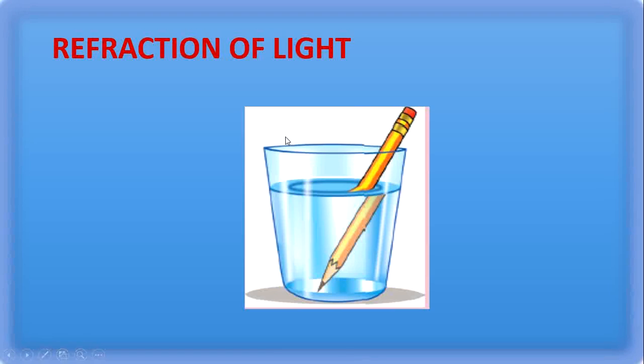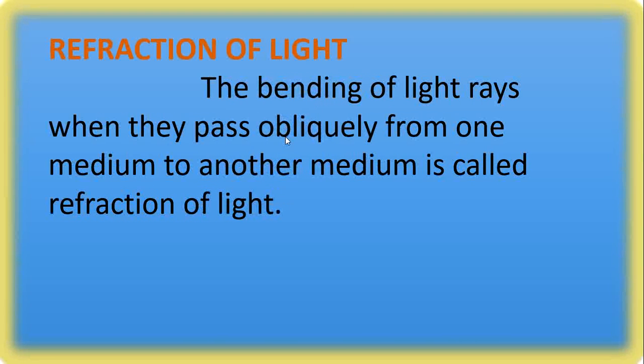Now what is called refraction of light? The bending of light rays when they pass obliquely from one medium to another medium is called refraction of light. So in the previous activity, the light ray falls from air to water. When they travel from air to water, the bending will take place. When does the bending of a light ray take place? When they travel from one medium to another medium. So it is called refraction of light.